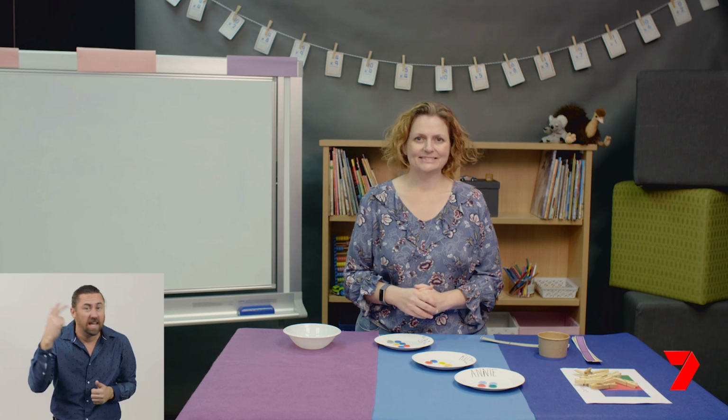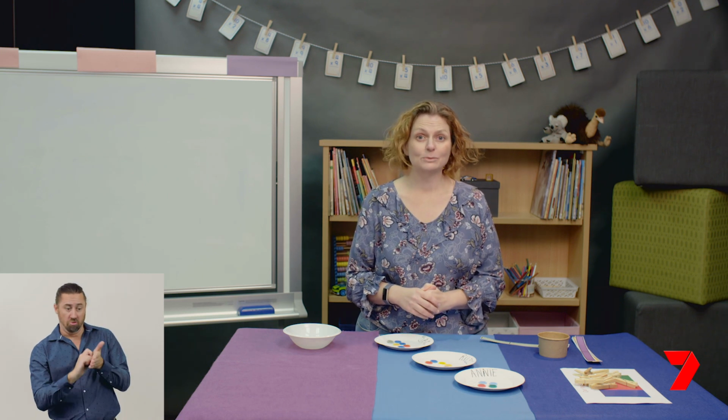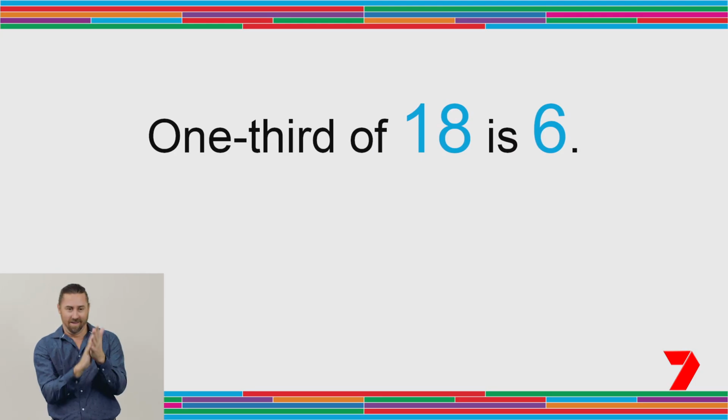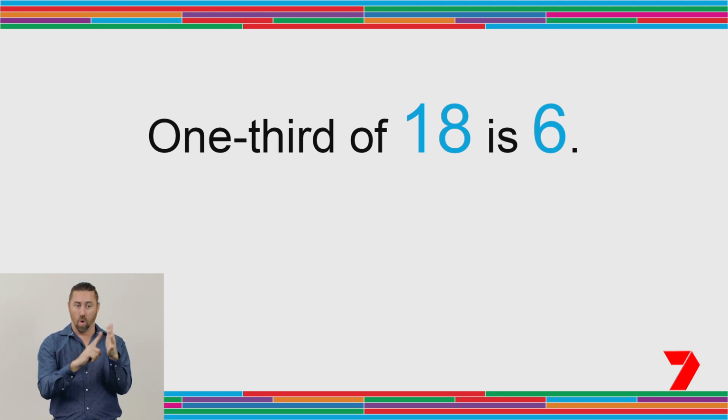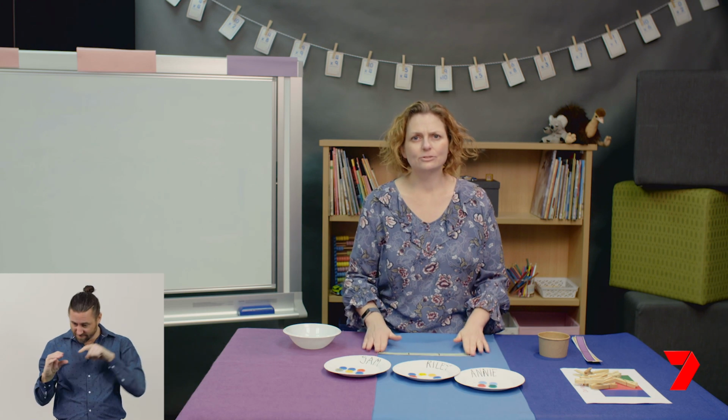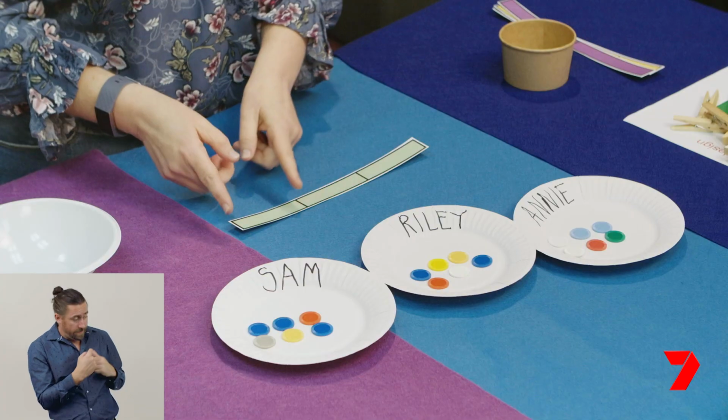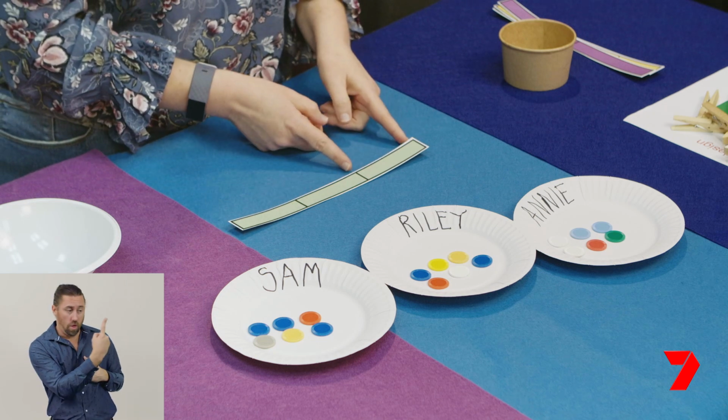Let's write a number sentence to show how the cherries were shared. 1/3 of 18 is 6. 18 is the whole collection and 1/3 is 6. If this strip represents the whole collection, then each third would have 6 cherries.